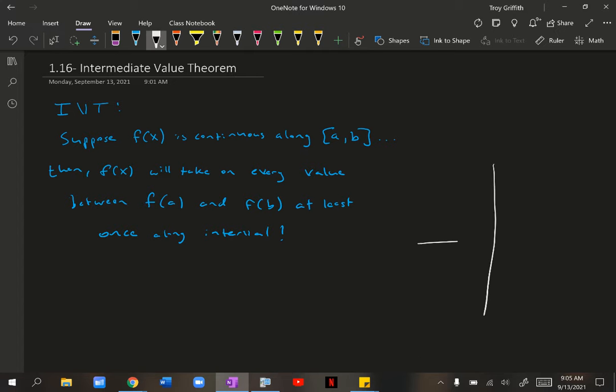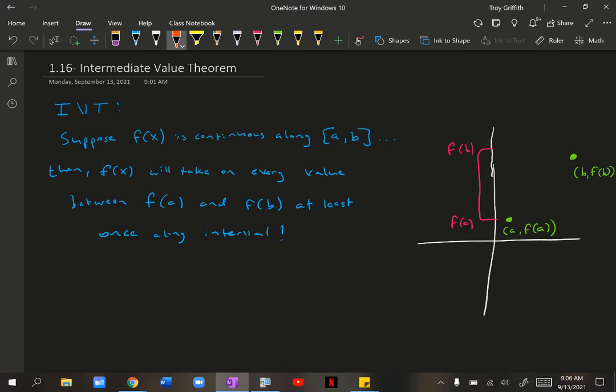Okay, so let's draw ourselves a little picture. Let's say that this point was sitting at a comma f of a, and then let's say we had another point over here that was at b comma f of b, and we knew that we were continuous between these two points. What this theorem says is all these y values that are in between f of a and f of b, if this is f of a right here, and this is f of b, we have to touch every y value at least once between these two points.